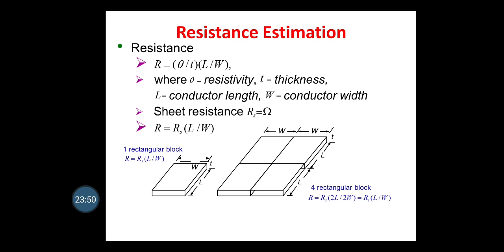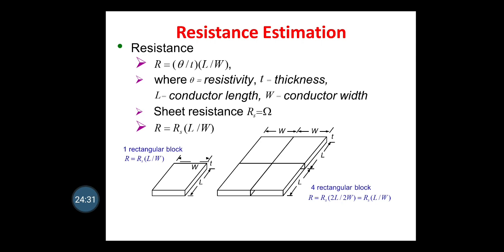The resistance estimation: as we all know, the formula for resistance is R is equal to rho upon T into L upon W. Here rho is the resistivity, T is the thickness, L is the conductor length, W is the conductor width, and RS is the sheet resistance as shown. R is equal to RS L by W. So length and width are also important.